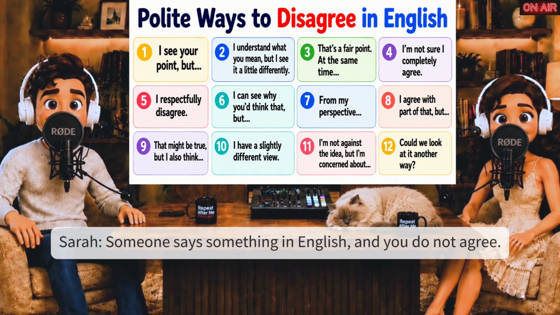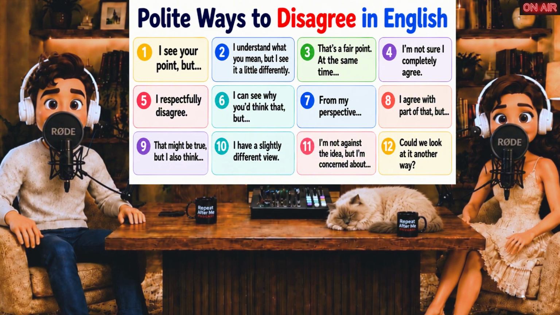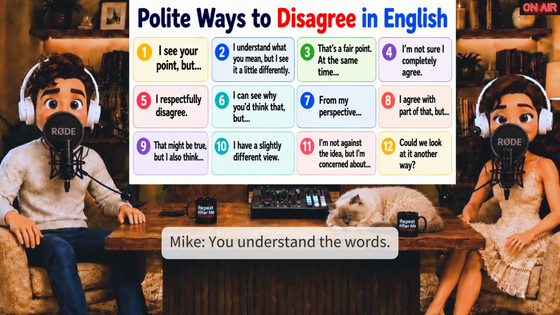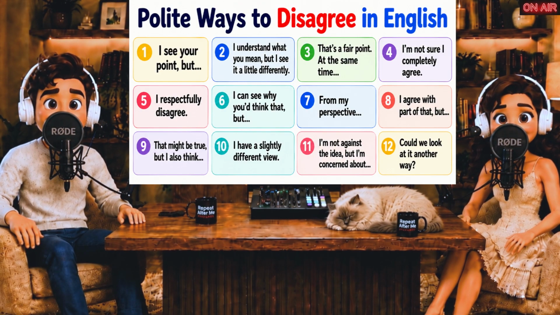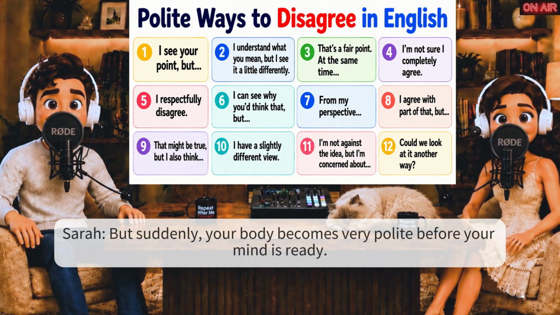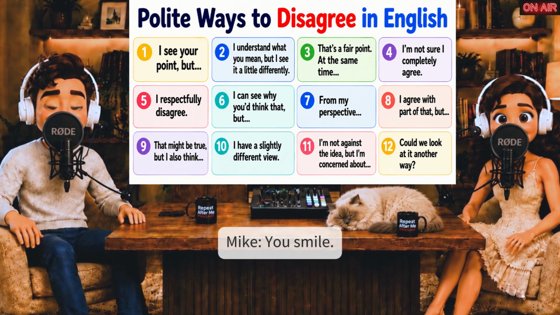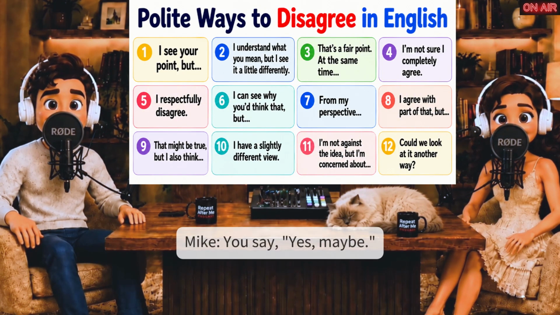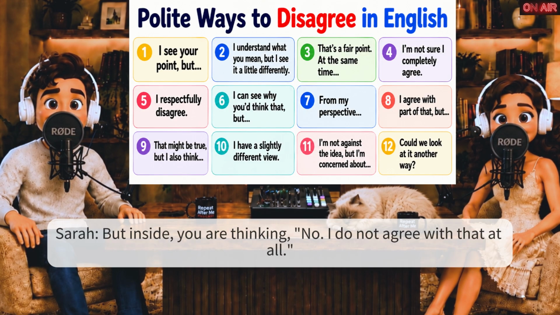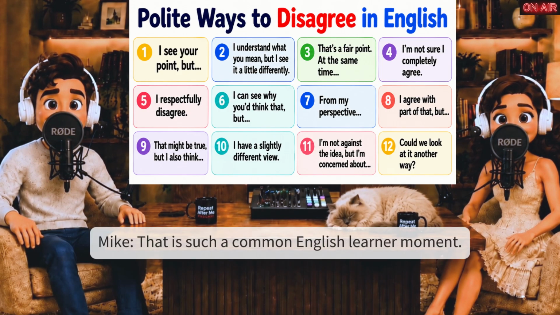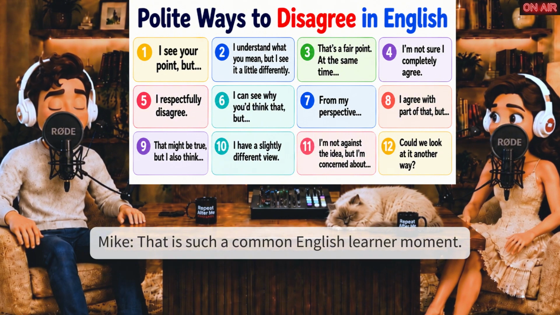Someone says something in English, and you do not agree. You understand the words. You understand the idea. You even have your own opinion. But suddenly, your body becomes very polite before your mind is ready. You smile. You nod. You say, yes, maybe. But inside you are thinking, no, I do not agree with that at all. That is such a common English learner moment.